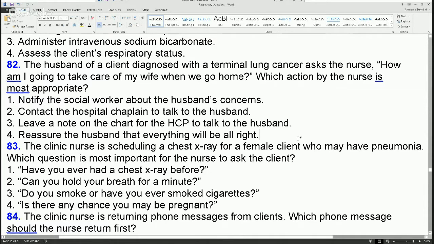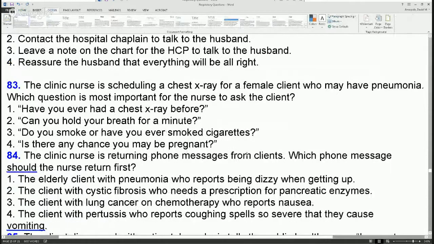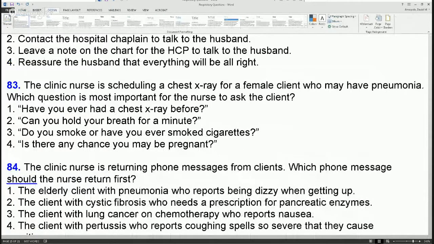All right. Aaron. The clinic nurse is scheduling a chest x-ray for a female client who may have pneumonia. Which question is most important for the nurse to ask the client? Four. Yes, do you have any chance you might be pregnant? Can harm the fetus.